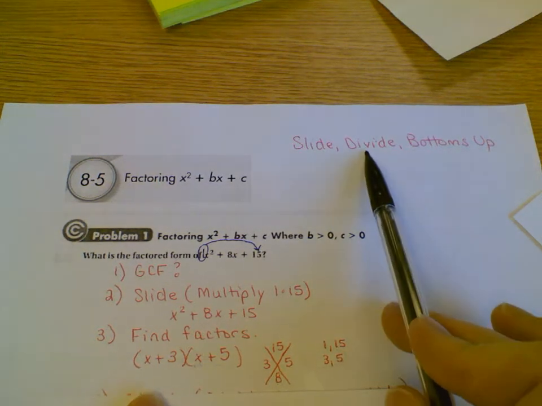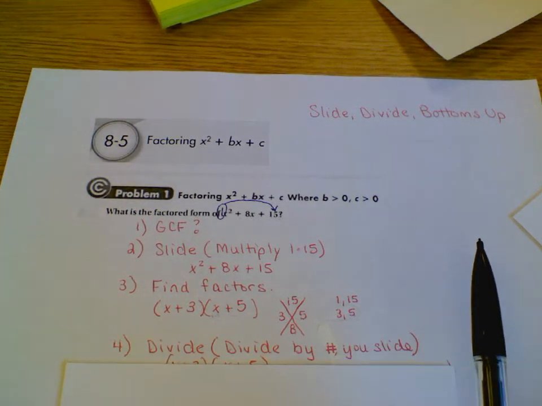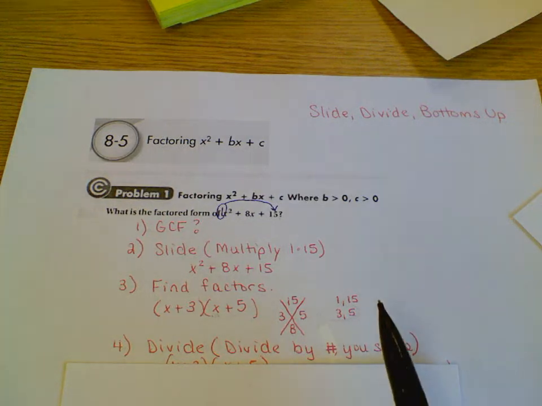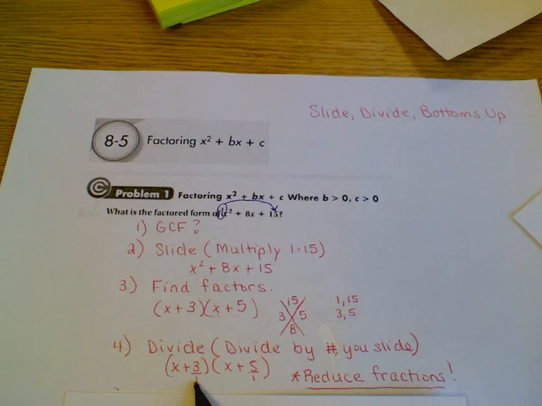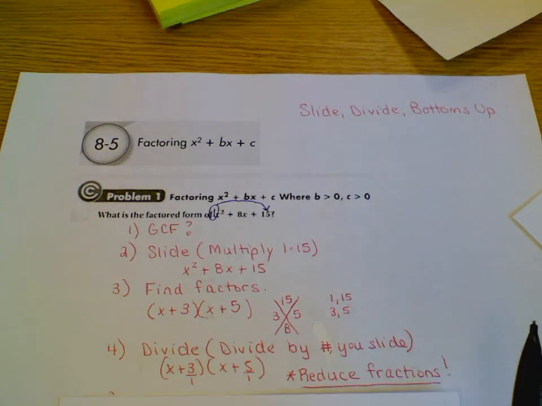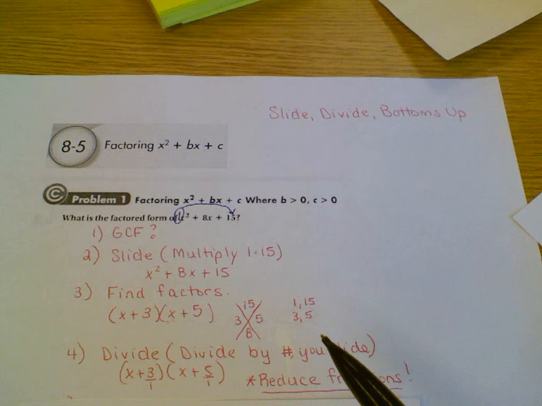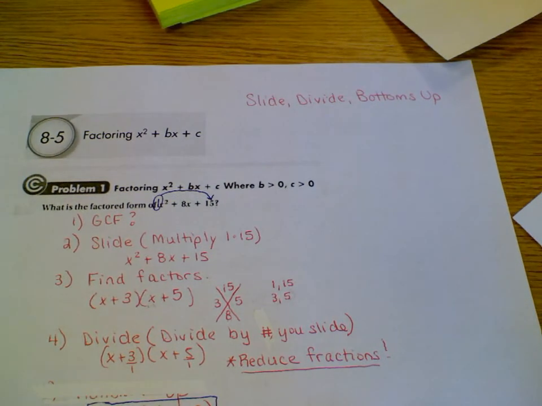Now we've got to finish the rest, so we're going to come through and divide. That number that you slid, you have to come back and divide by that same number to undo what you just did. We slid by 1, so I'm going to divide this 3 by 1, and I'm going to divide that 5 by 1. I always reduce the fractions at this point. So 3 over 1 becomes 3, 5 over 1 becomes 5, so here would be my answer.